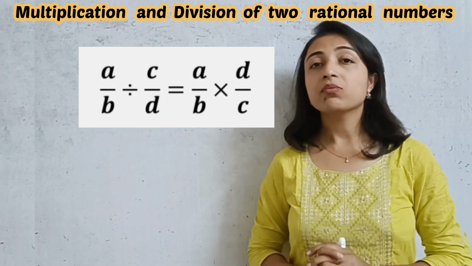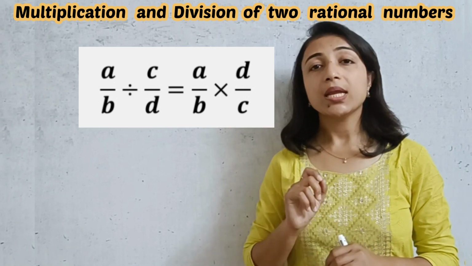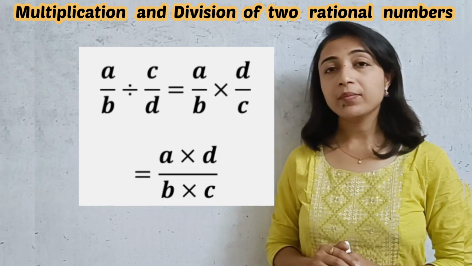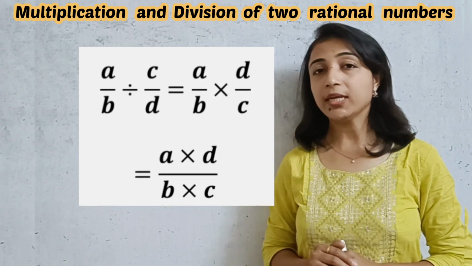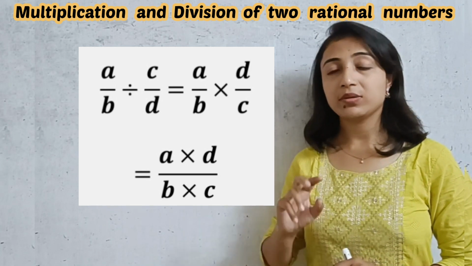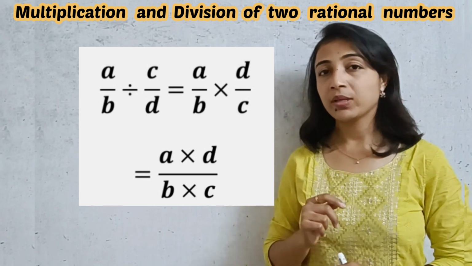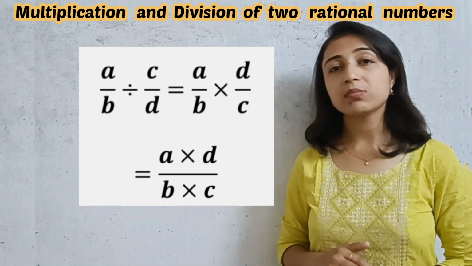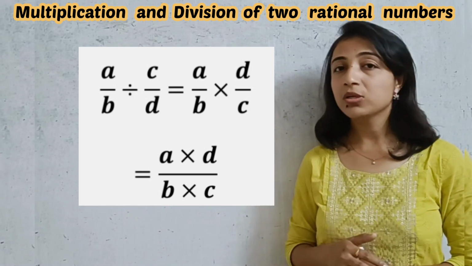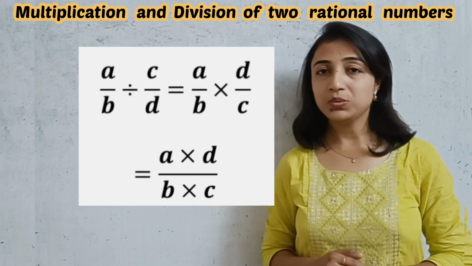So the division symbol you have to convert first into multiplication by taking the inverse of the second number. That means a by b divided by c by d equals a by b multiplied by d by c. That means the reciprocal of c by d is d by c. And once you have converted this symbol into multiplication, you can apply the multiplication rule. So it will become a into d divided by b into c.